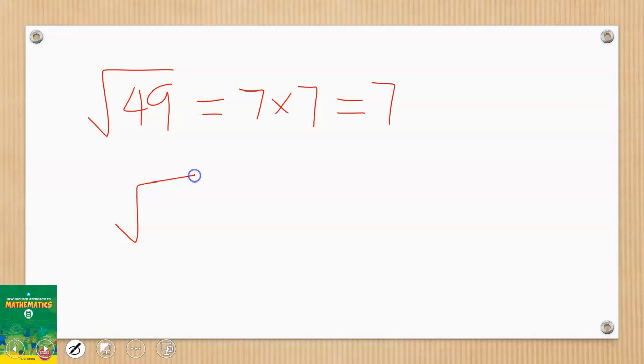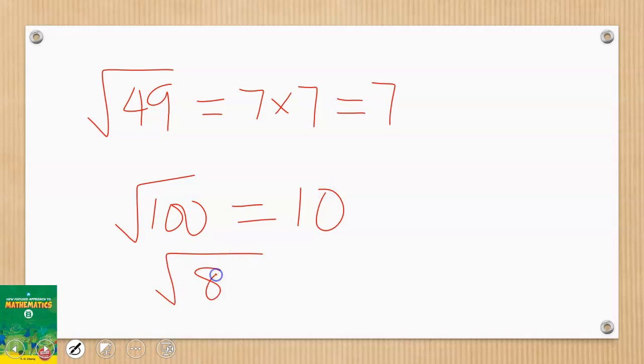So what will happen for root of 100? Of course, it will be 10 times 10, so root of 100 is 10. What is root of 81? That will give us 9, because 9 squared is 81.